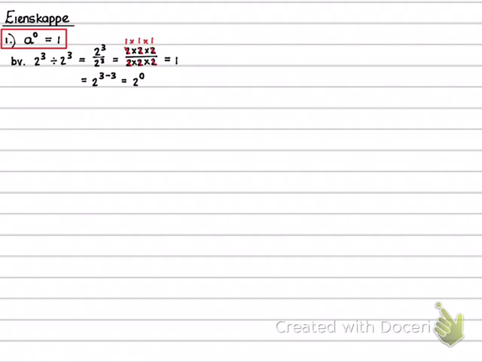So this is the reason why we can say that anything to the power 0 is equal to 1, because this property will always hold true.